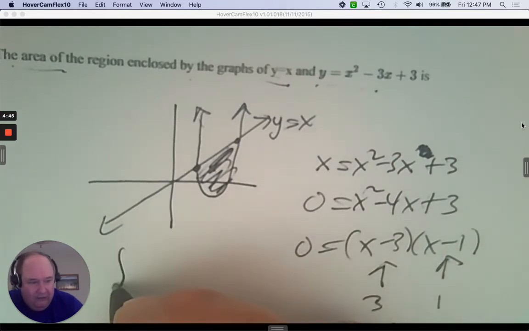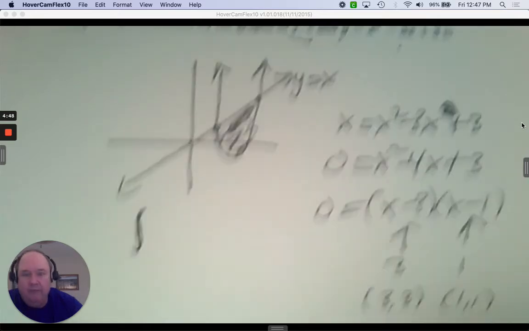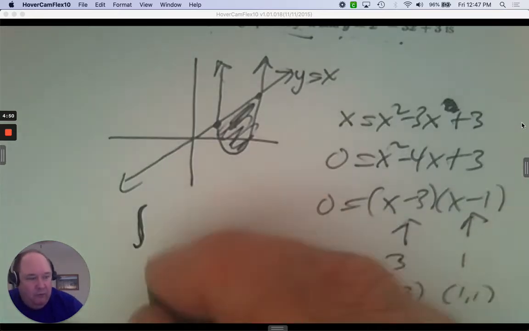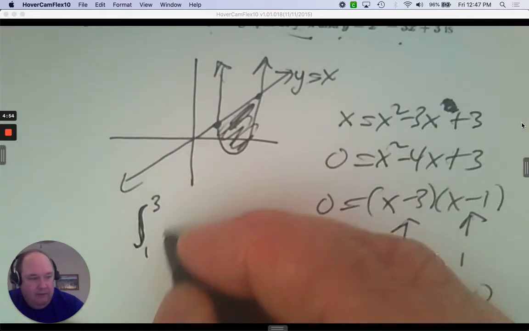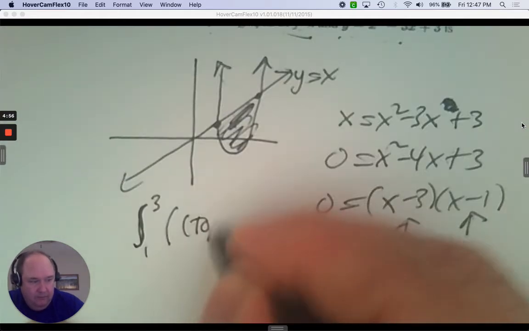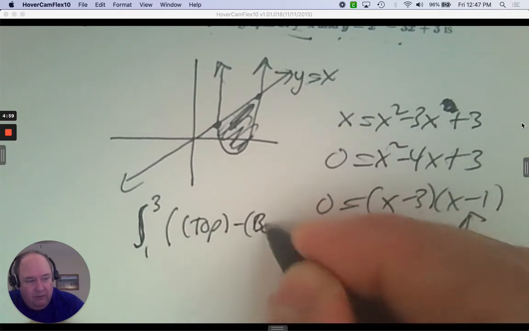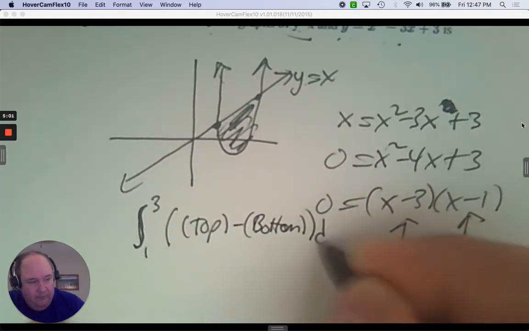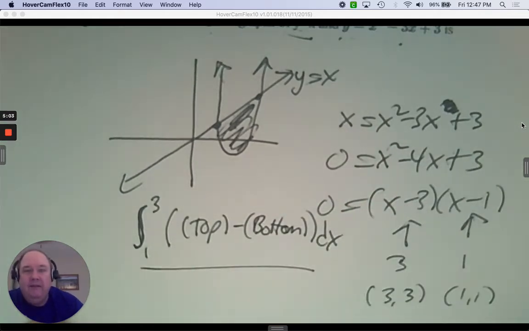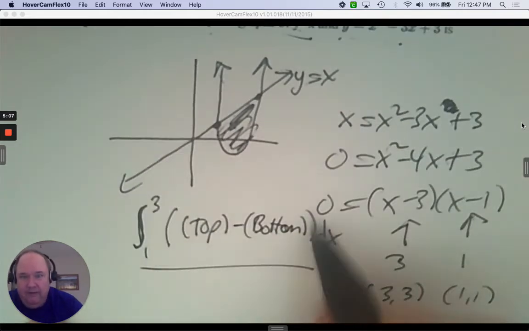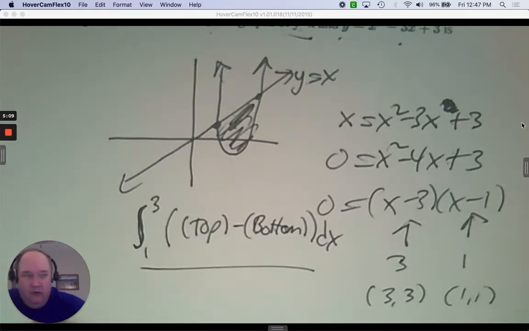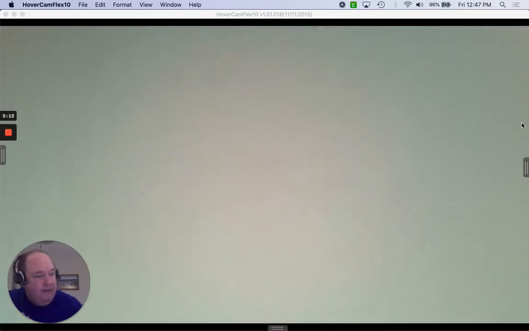So I'm going to integrate, and my limits go from 1 to 3. And then what's on top, subtract what's on the bottom. So you plug in what's on top and what's on the bottom, and then you can integrate it. And yes, you can use your calculator to integrate that. And then, oh, where's the second page? One of these answers will match.